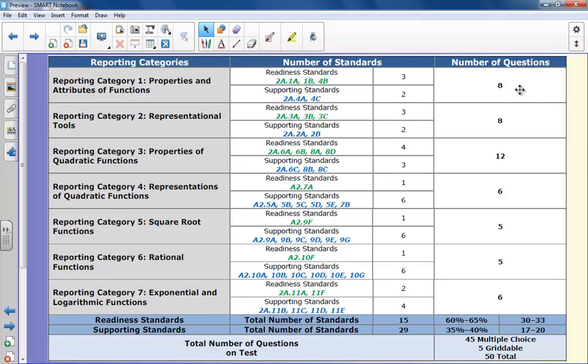Properties and functions, there's 8. Representational tools, there's 8. Quadratic functions, there's 12. That's going to be the most heavily tested. Representations of quadratic functions, this is where you're going to see your conics that we're talking about right now. Square root functions, there's 5. Rational functions, 5. And exponential and logarithmic, 6. So it's going to be mostly up in here in your properties, representations, and quadratics. And that's going to be heavy in transformations, domain and range, things like that.